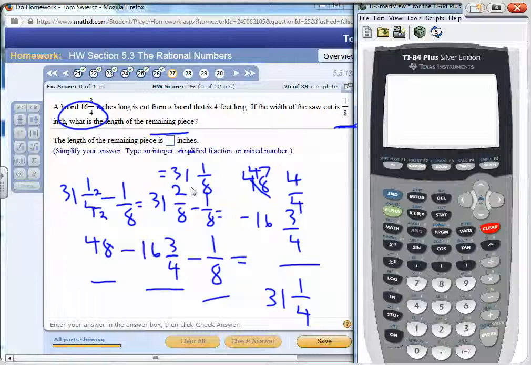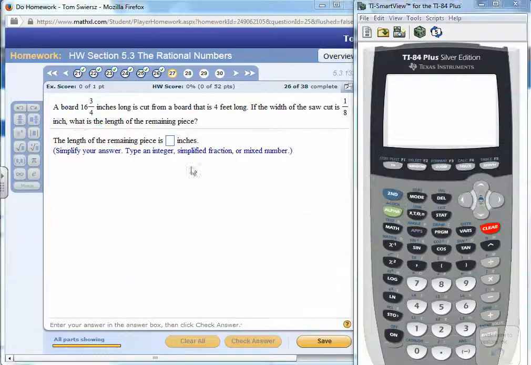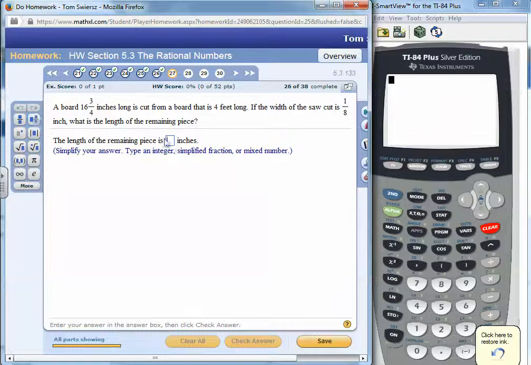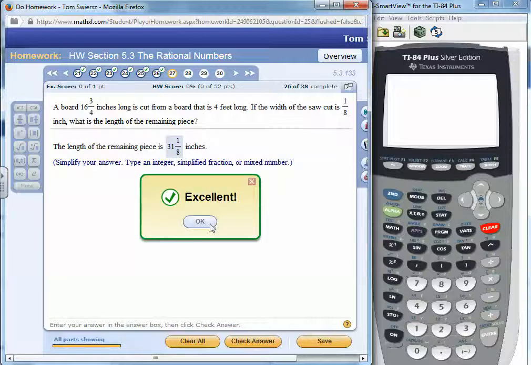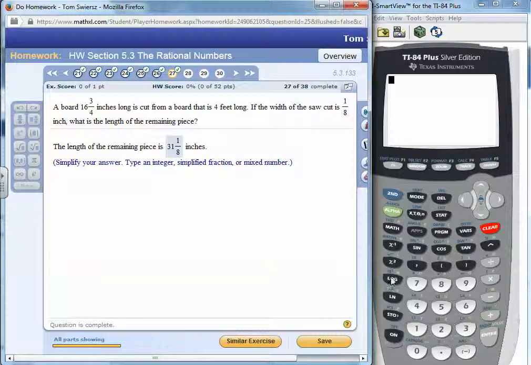They want it as a mixed number. 31 1/8. Okay, and we can do this on our calculator.